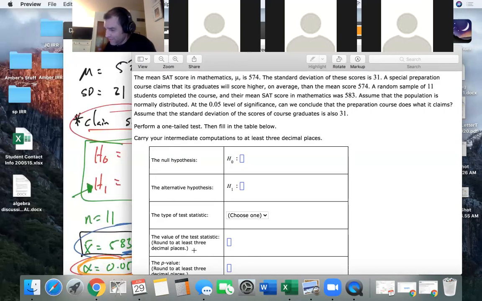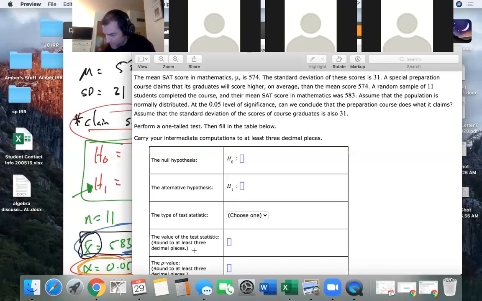Let's see here. It's just like finding a z-score. Okay, so the value of the test statistic, I'm going to take this thing here, x bar. I'm going to subtract it from this number that I'm testing everything against. So I'm just going to call it mu. And then you divide by the standard error, which is the standard deviation divided by the square root of n.